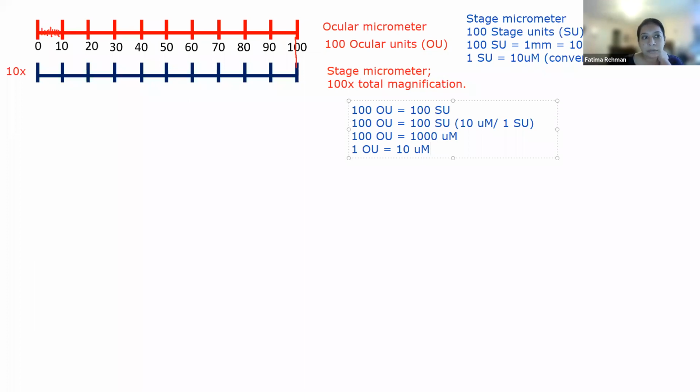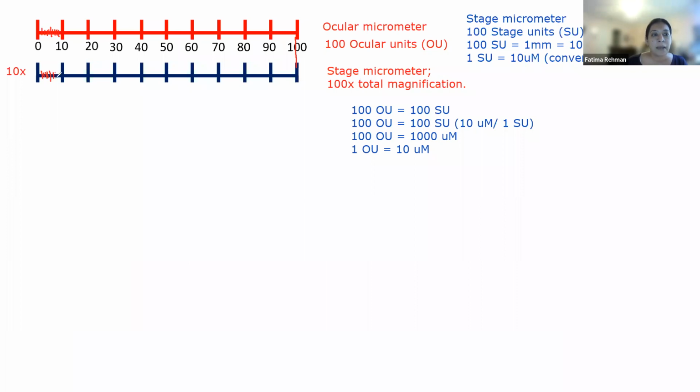Believe me so far? Yes? No, maybe. Okay. So the calibration of your 10x objective lens will be 10 micrometers per ocular unit. So again, remember these ones are also subdivided the same way. I know I can't draw the best lines like this. That's why I drew it out the other way.